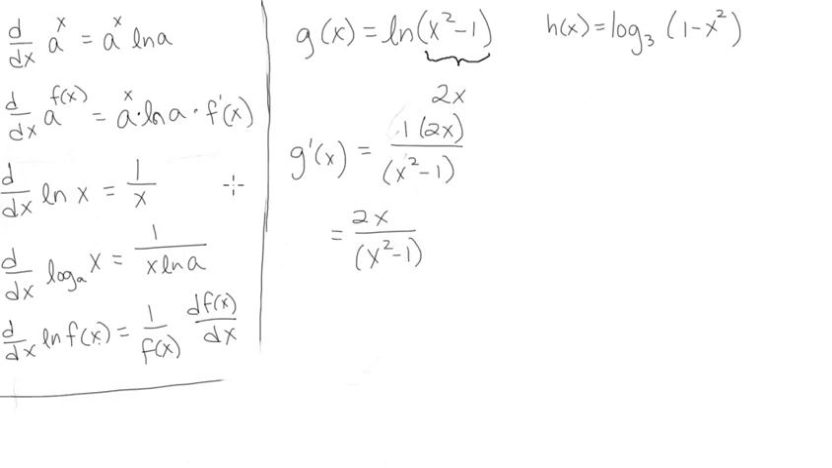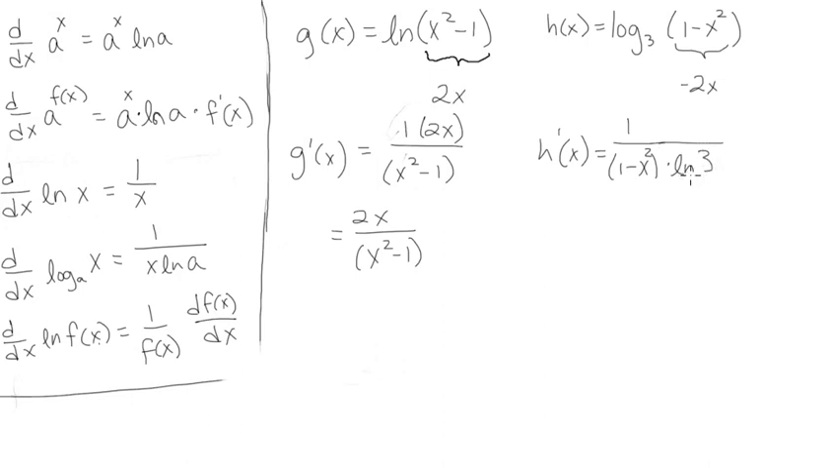For this other one, we need to do the chain rule version of the non-natural logarithm form. So again, we take the derivative of this inside term. It's negative 2x. We look at how you take the derivative of a base other than natural log, and you see that the derivative here is going to be 1 over the term in the logarithm, 1 minus x squared, times the natural log of the base.